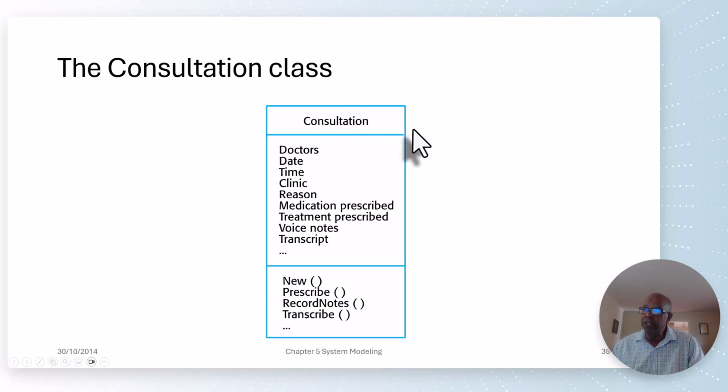Here is a consultation class: doctor, date, time. These are the columns that are going to be in the class, and these are the actions that can be used, using the information here as far as the fields. I can create new ones. I can have a consultant prescribe. I can record notes, and I can transcribe using the information that's in the class.